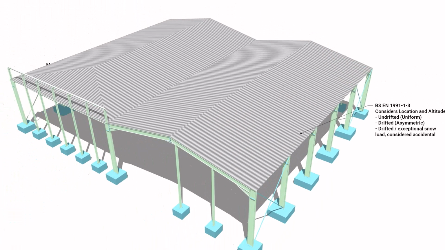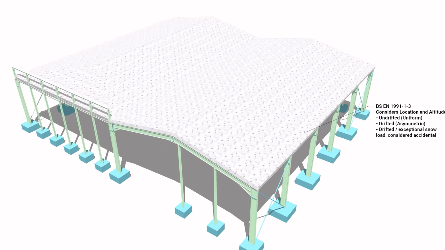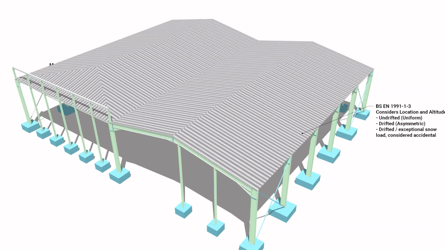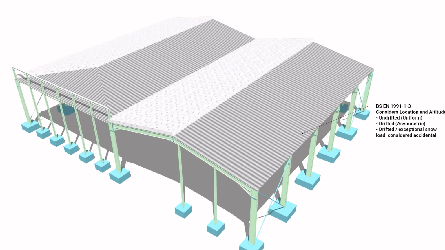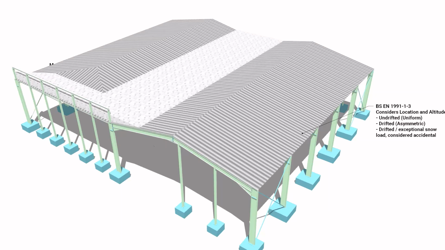So snow loads, from Eurocode 1, are determined by location and altitude from the Eurocodes UK National Annex. And there are 3 considerations for the application of snow loads, if I can turn them on and off here. So we've got an undrifted or uniform snow load. We've got drifted or asymmetric pattern type snow loading. And then we've got drifted exceptional snow loads. These are considered accidental and more applicable to the design of secondary steelwork.